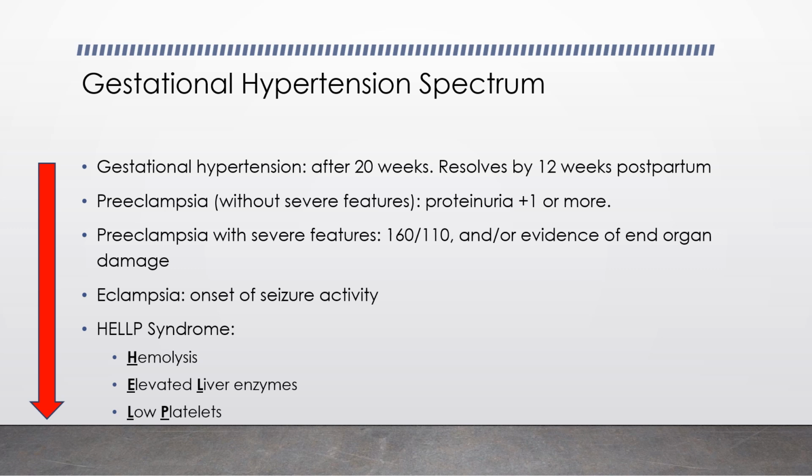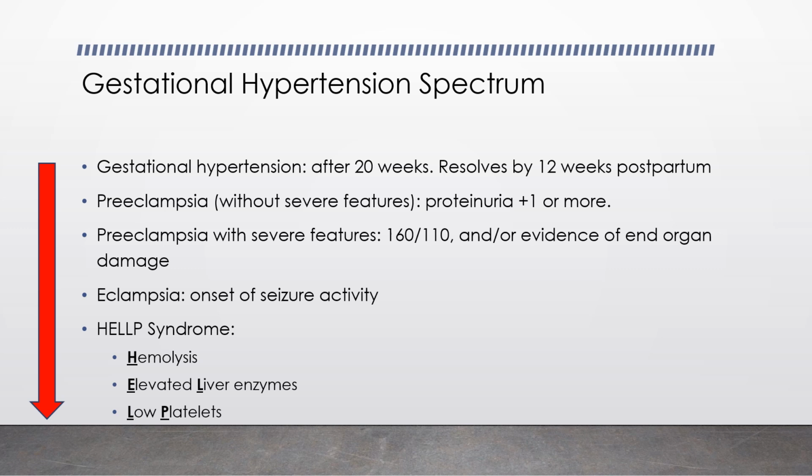Next, we come to preeclampsia, and this is associated with proteinuria. So women are going to have protein in their urine that's at a +1 or more. After that, if we see preeclampsia with severe features, we're seeing quite a profound elevation in blood pressure. So over 160 systolic, over 110 diastolic, and/or the evidence of some end organ damage.